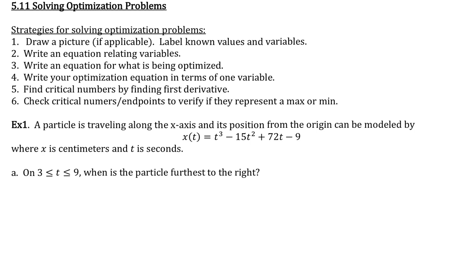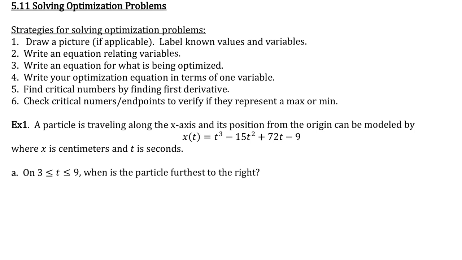Let's start with example 1. Example 1, a particle is traveling along the x-axis and its position from the origin can be modeled by this function, where x is centimeters and t is seconds. On the interval 3 is less than or equal to t is less than or equal to 9, when is the particle furthest to the right?